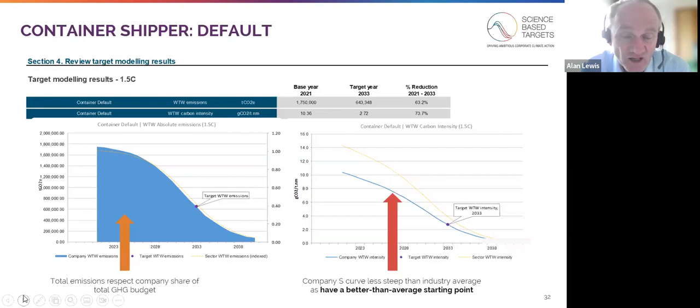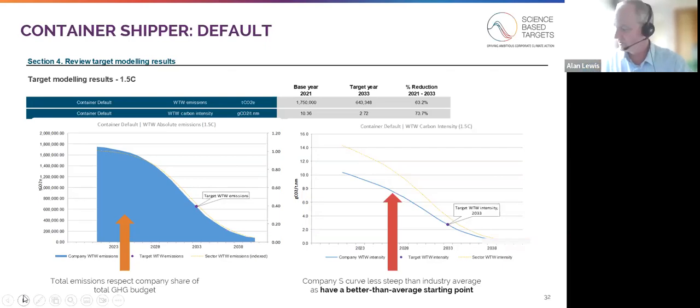That said, because the growth rate that we set for this particular example was 40%, you can see that it still means that even at that less steep curve, the company is basically still filling its share of the overall greenhouse gas total budget.